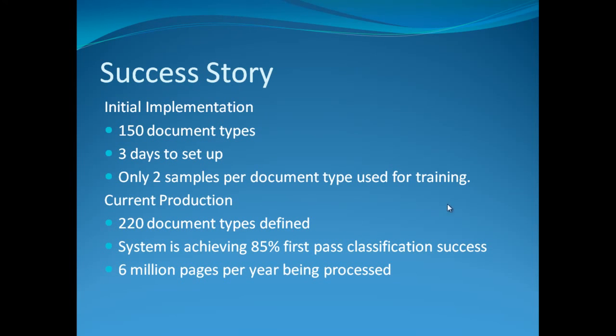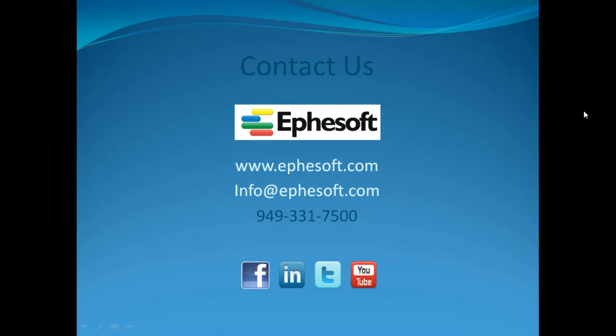One success story we have had, in the initial implementation, the customer was looking at 150 document types in a mortgage folder. It took them 3 days to set the application up. They only used 2 samples per document type to train the system. Currently in production, they have 220 document types defined. The system is achieving 85% of first pass classification success, and they are processing over 6 million pages per year. Soon they'll be using extraction to take metadata off of the documents.